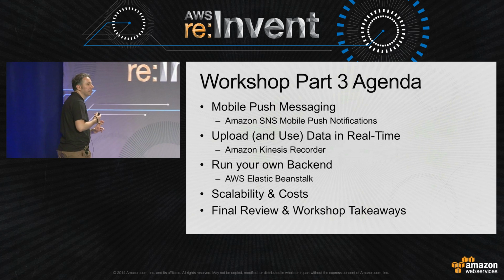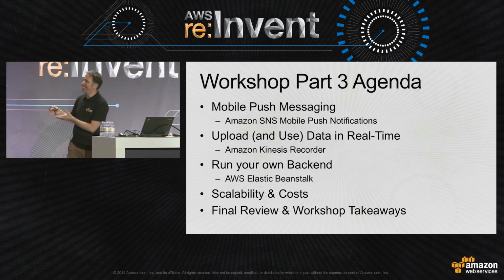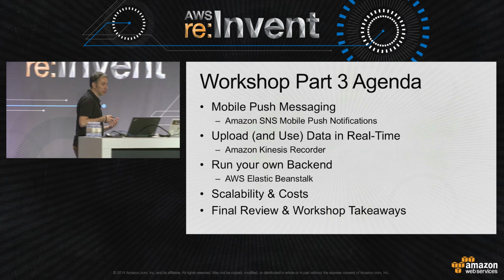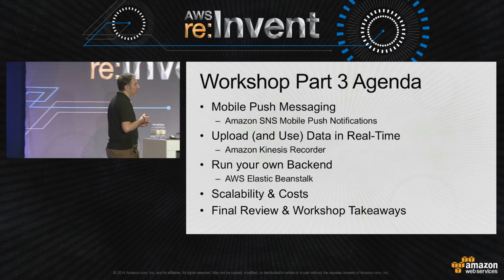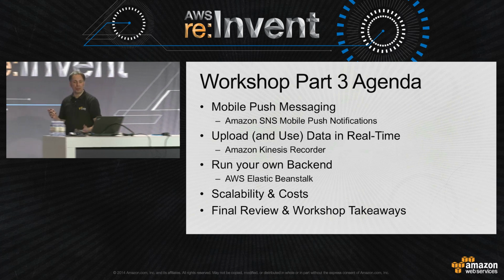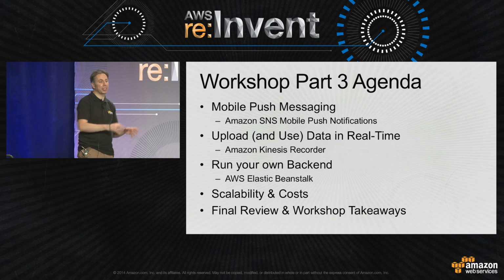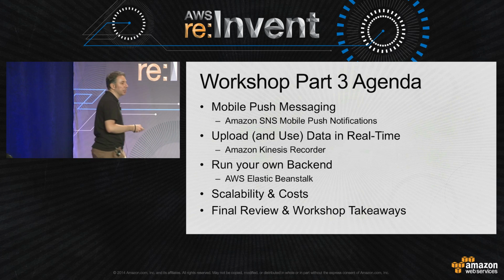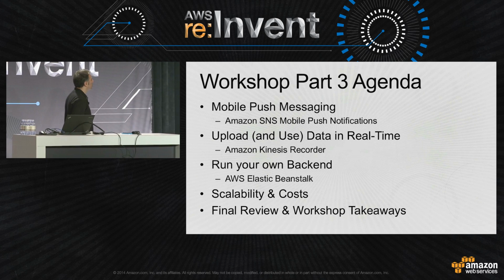So let's continue my theoretical presentation on how to develop on mobile. Let's see the third part. In this part, we will see how to use mobile push messaging using Amazon SNS, how to upload and use data in real time using Amazon Kinesis, and how also to run your own backend. Because even if you have a small instance to manage, you can still avoid managing the operating system and everything, and use services like Beanstalk that will take your code and implement all the infrastructure for you. This is what I did for the GeoServlet. And then we will review scalability and cost and do a final wrap-up.